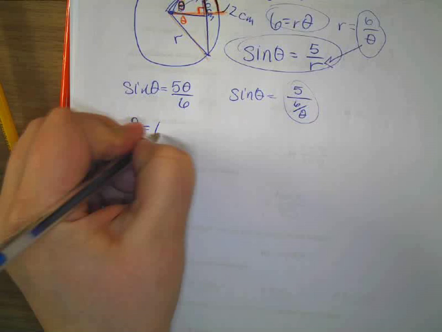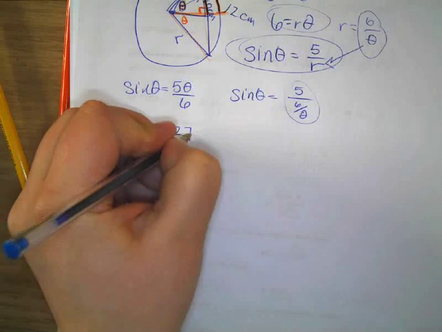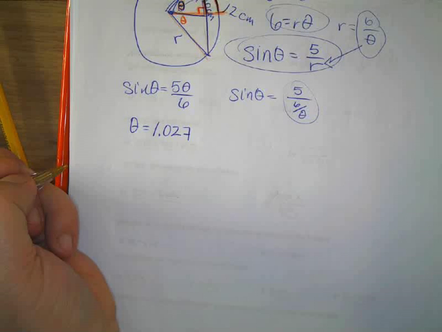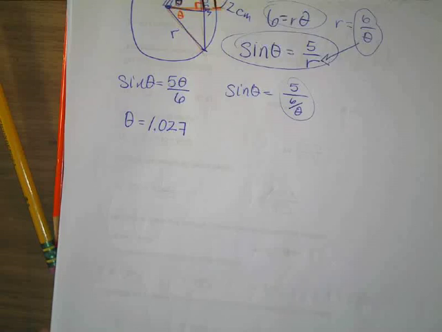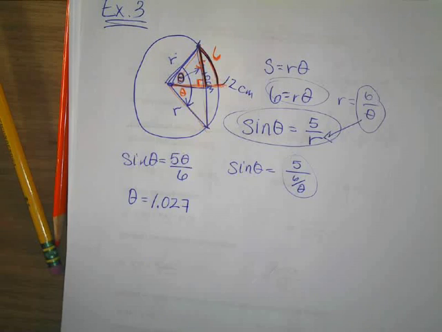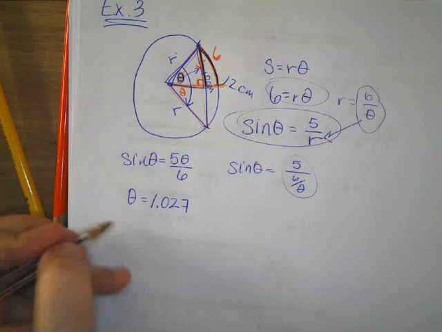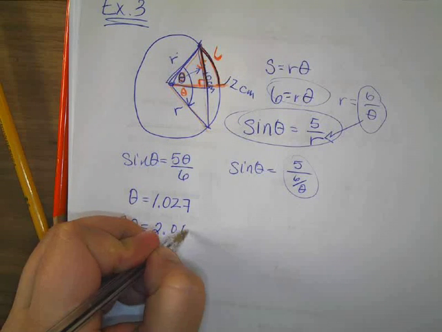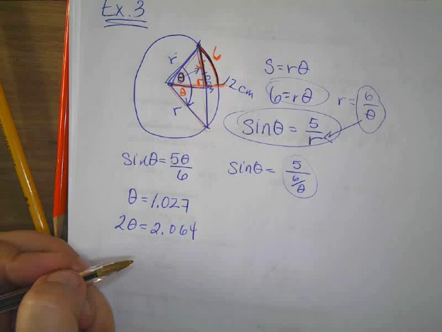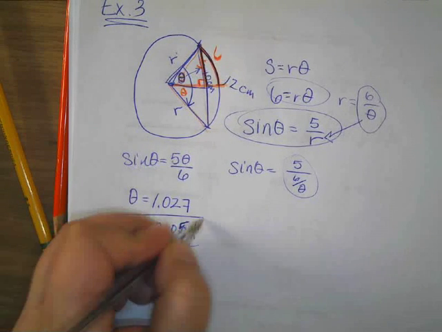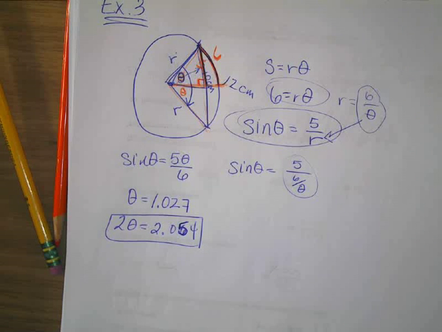So for our theta, I got 1.027. Are you okay with that? Okay. Now, when you look back here, is that the whole angle? What's the whole angle going to be? It's double that. So 2.054. No, 54, not 6, 5. So that's the angle.